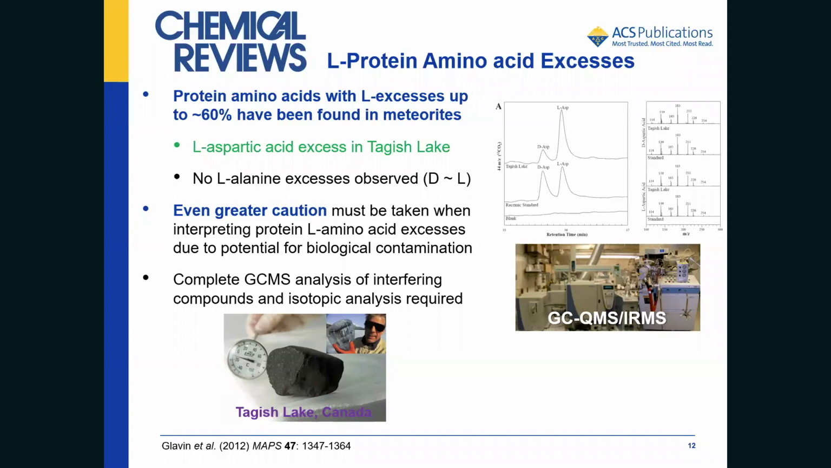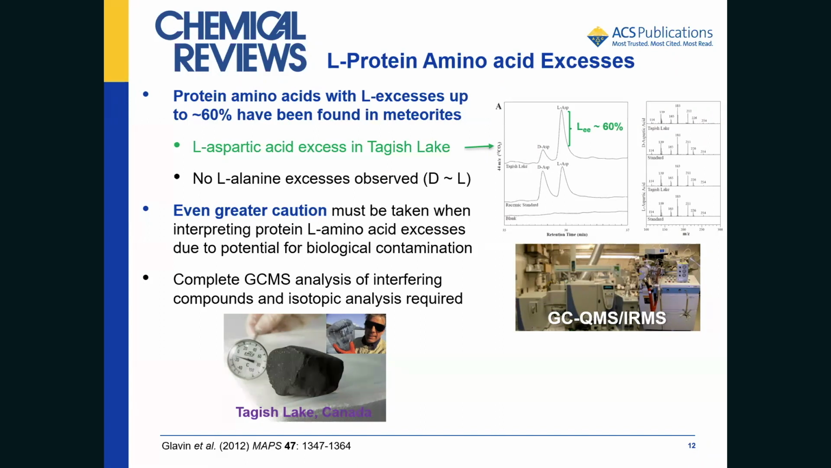And we saw these really large L-aspartic acid excesses, which was unusual. Around 60% there, you can see the L peak bigger than the D peak. And what was equally interesting is we didn't see similar L excesses of alanine, which is another very common protein amino acid. It was nearly racemic in the Tagish Lake. So whatever amplification mechanism was working on this meteorite, it was favoring L-aspartic acid over alanine. And I'll talk about that later.